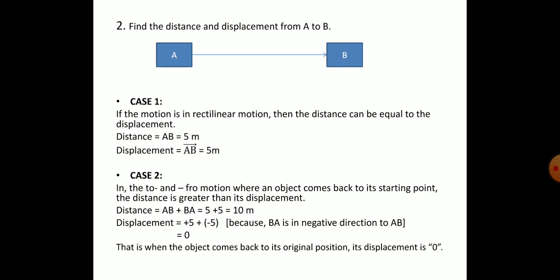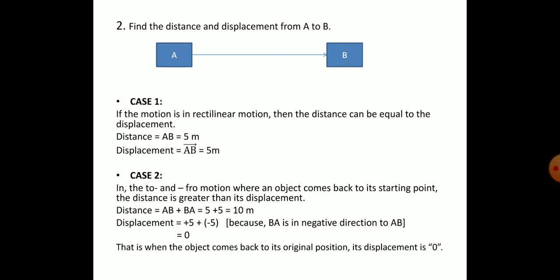Okay, now we take the first case. If the motion is in rectilinear motion, okay, rectilinear, that means it is going in only one direction, that is from A to B alone, then the distance can be equal to the displacement. That is, the distance between A and B is given as 5 meters. So the displacement between A and B will also be 5 meters.